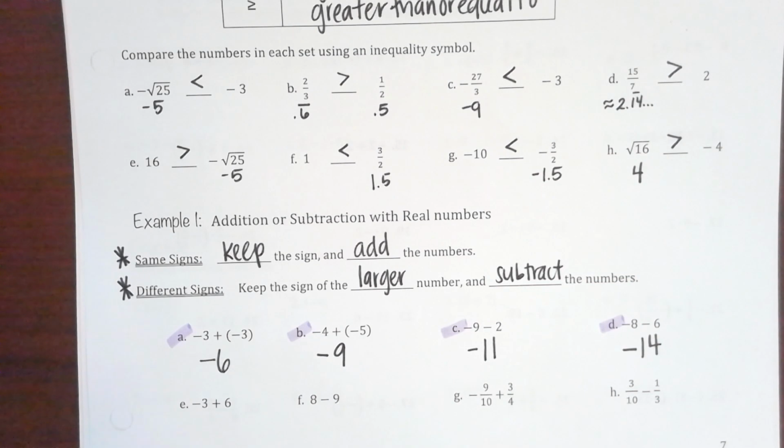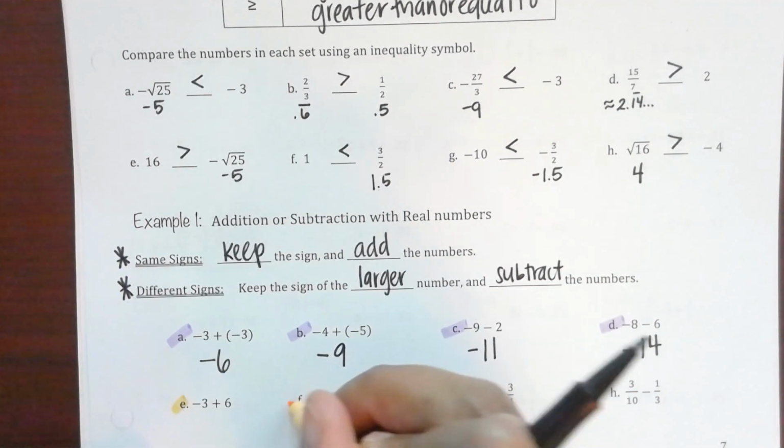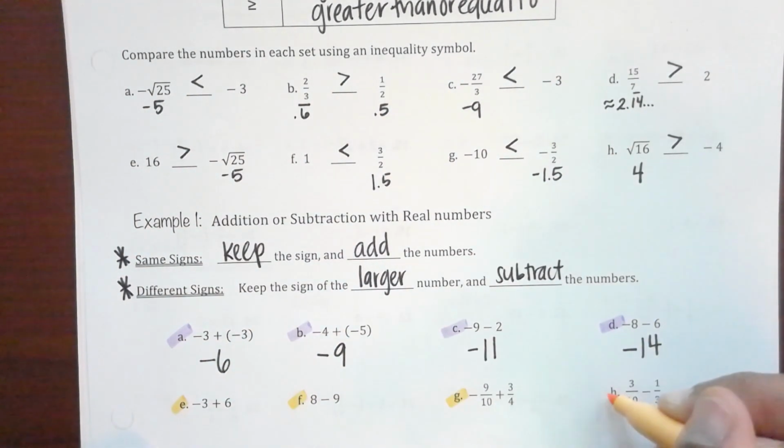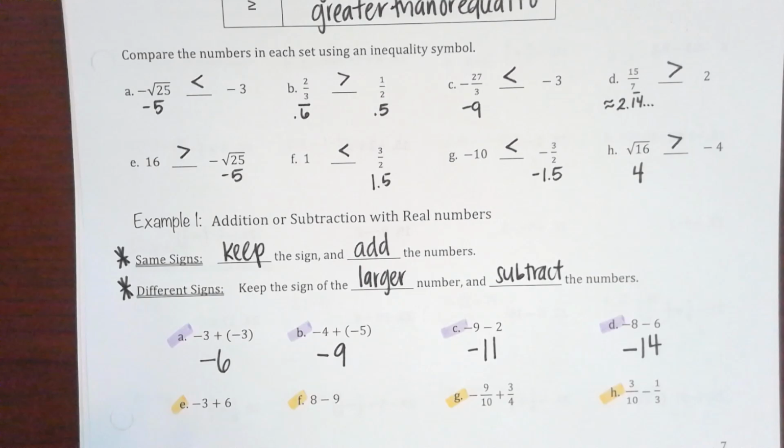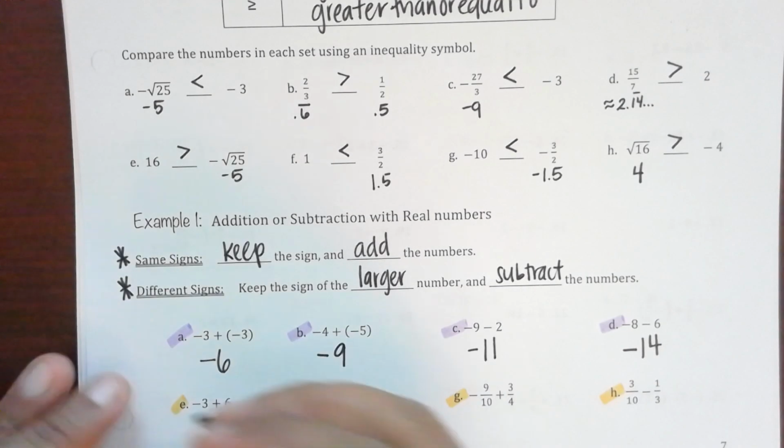And these down here should be treated the same. So, looking at letter E, are the signs the same or different? Different. So, what's larger, 6 or 3? So, should my answer be positive or negative? Positive. What's 3 minus 6? Well, 6 minus 3, sorry. So, my answer should be?